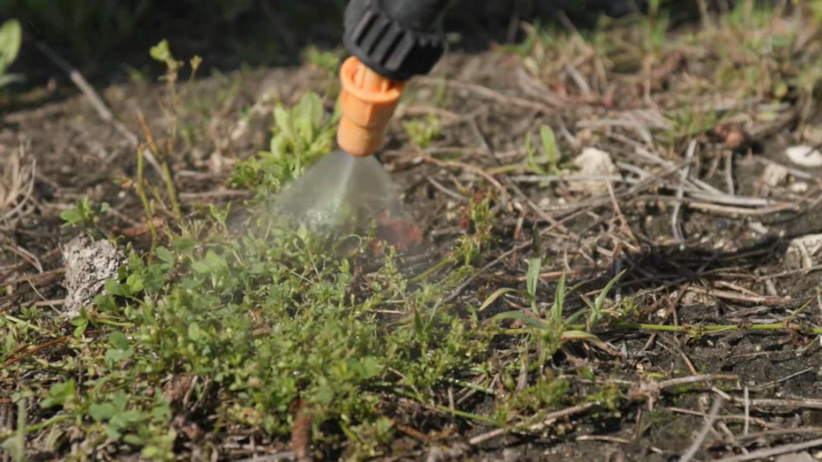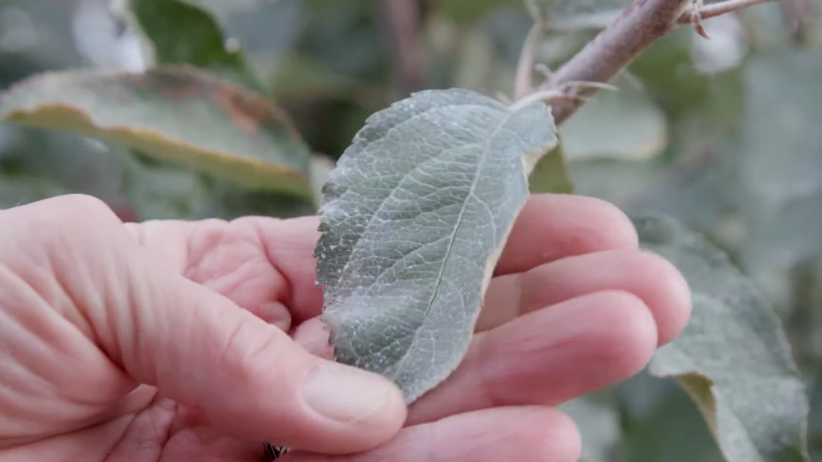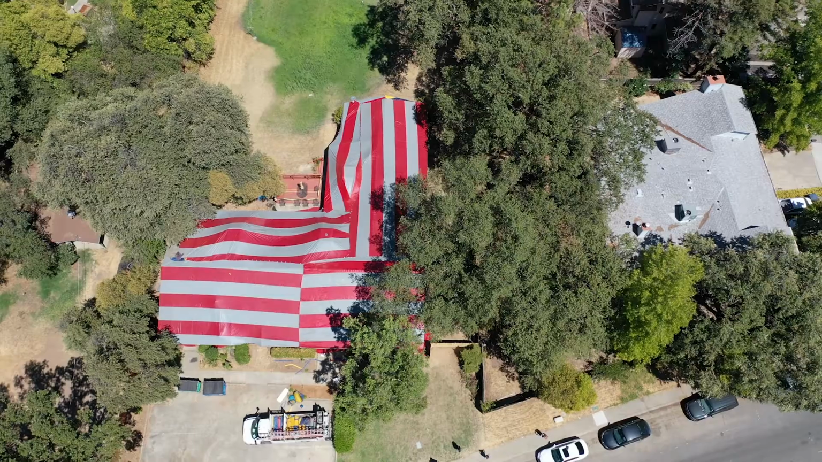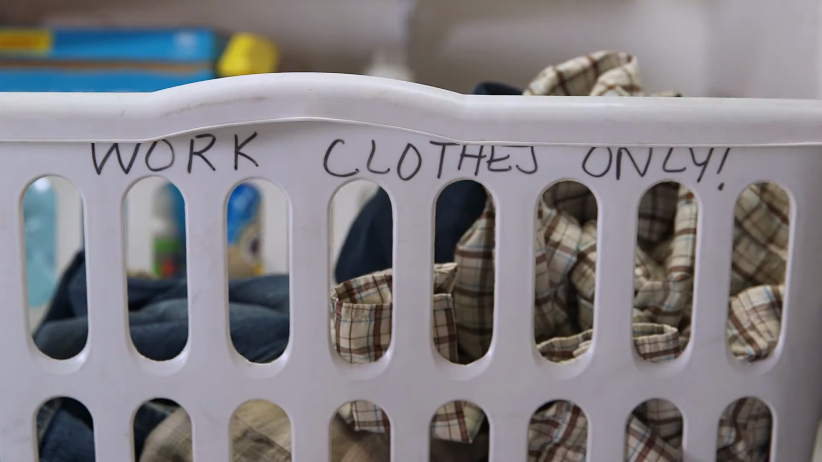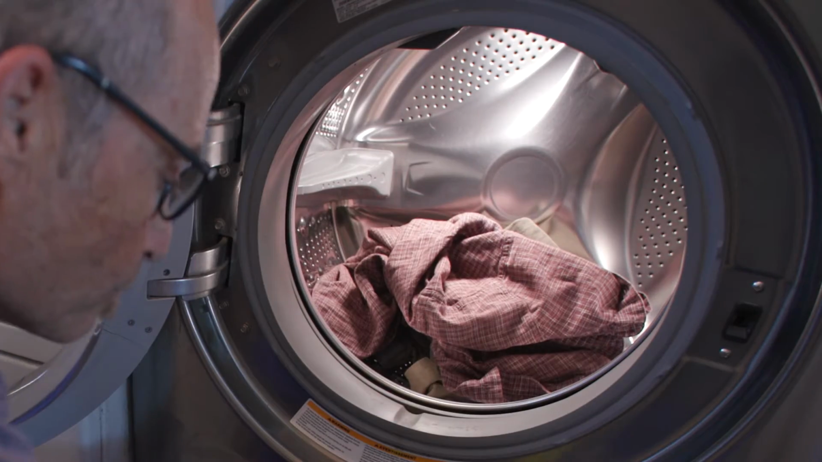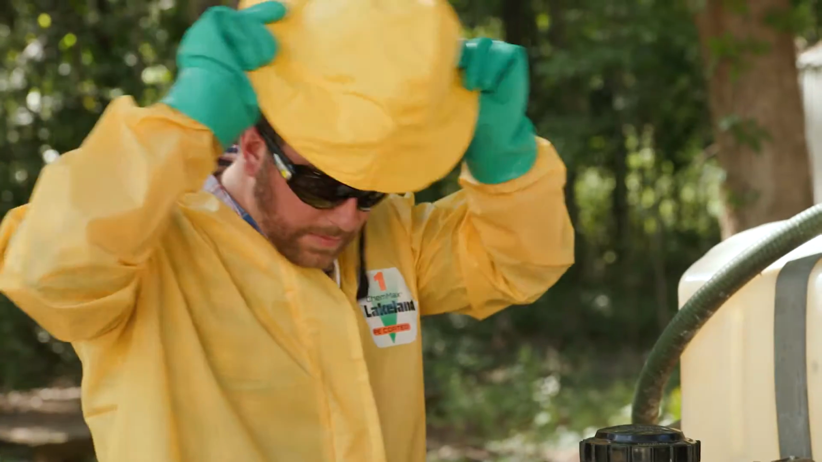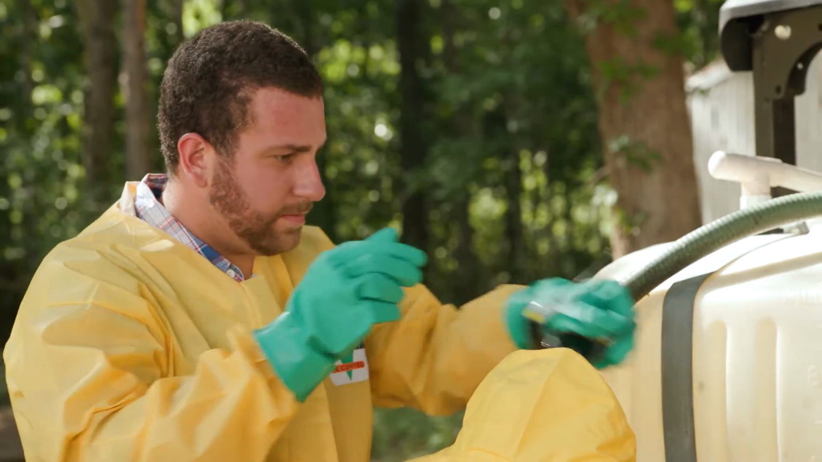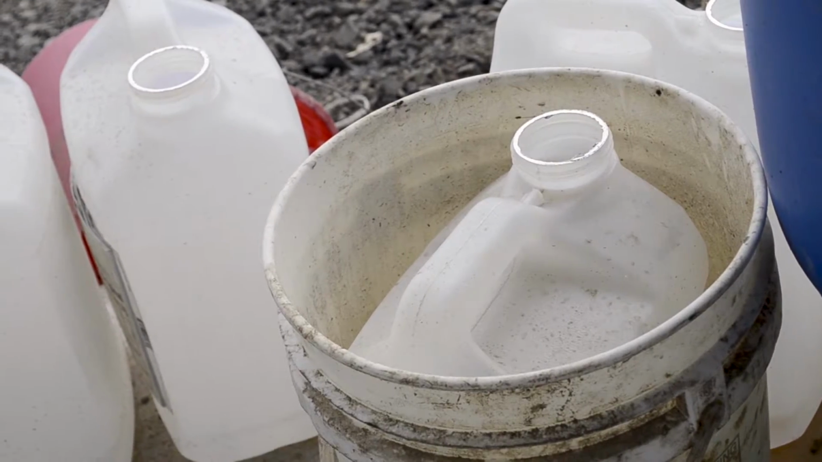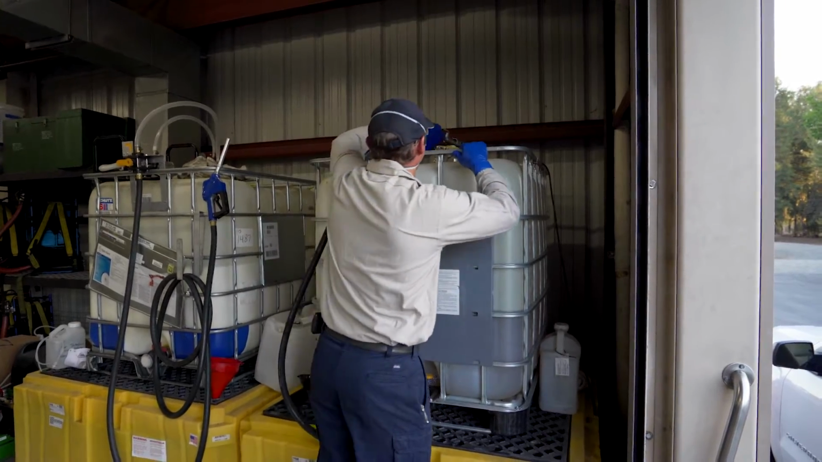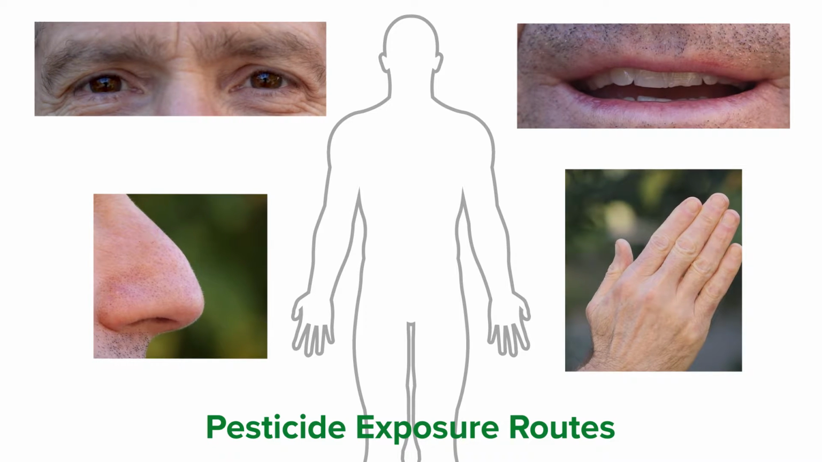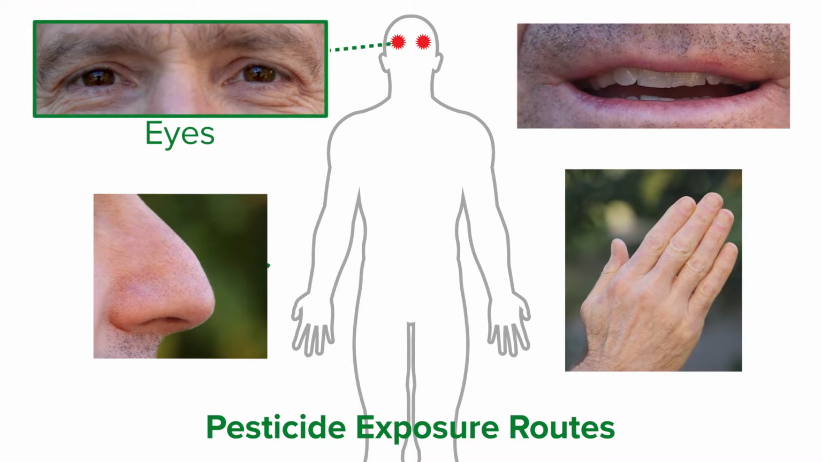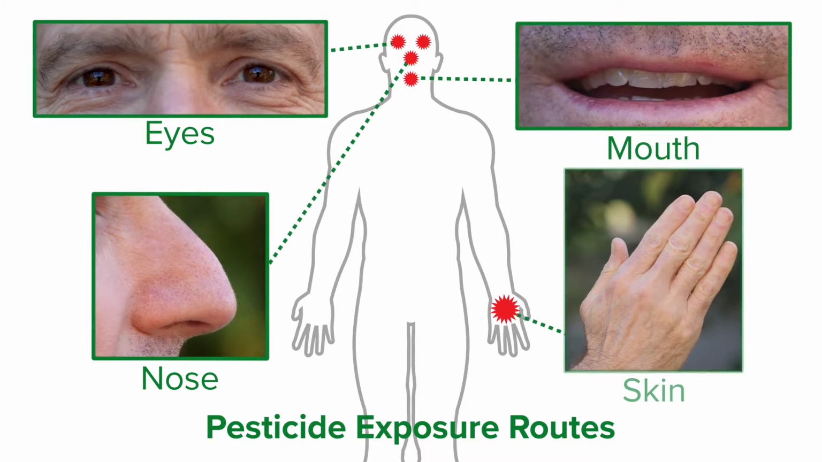Pesticide residue is found where pesticides were applied, such as on treated plants, structures, and on equipment used to make pesticide applications. Pesticide residue is also found on dirty work clothes, used personal protective equipment, PPE, empty pesticide containers, in areas used for storing and mixing pesticides, and in the soil. There are 4 common ways that pesticides can enter your body: your eyes, nose, mouth, or skin.